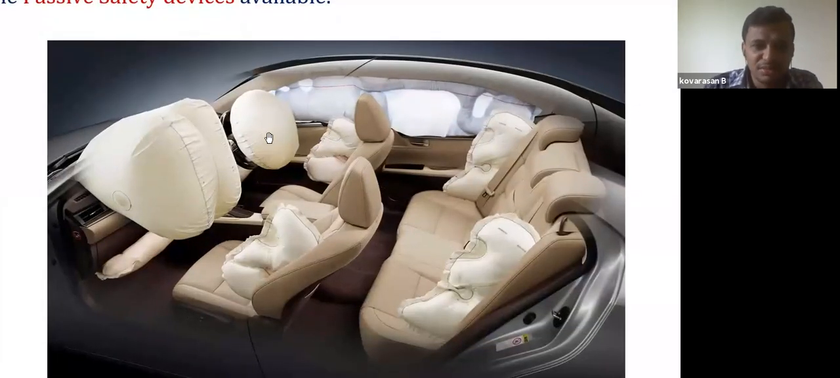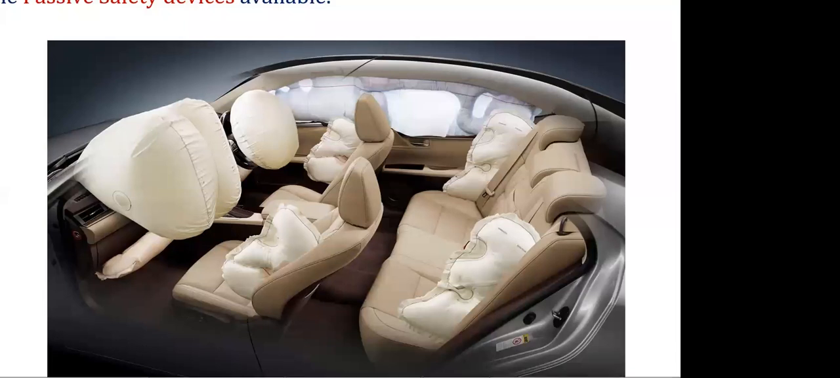Right? So here is your driver airbag. The driver airbag is used to protect the driver during an accident, right? This airbag is mounted in the center hub of the steering wheel. Got it? And here is your passenger airbag, right? The passenger airbag is used to protect the front seat occupant, and it is mounted in the dashboard area above the glove box, right?